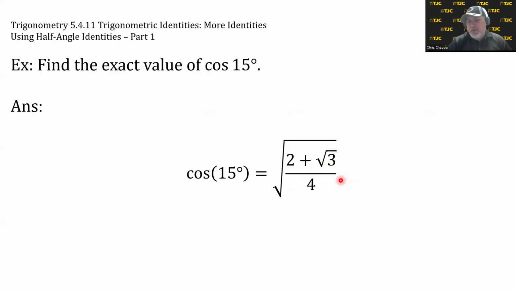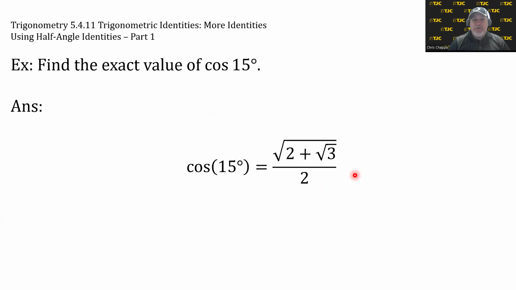Now, speaking of square roots, I know the square root of 4. So we could split this square root of a fraction into a fraction of square roots by putting the square root on both sides, and the square root of the denominator would become just 2. Square root of 4 is 2. The top, however, what are you going to do with that? There's actually something you can do, but for now, that's a perfectly acceptable answer. Cosine of 15 degrees equals the square root of 2 plus the square root of 3, all over 2.